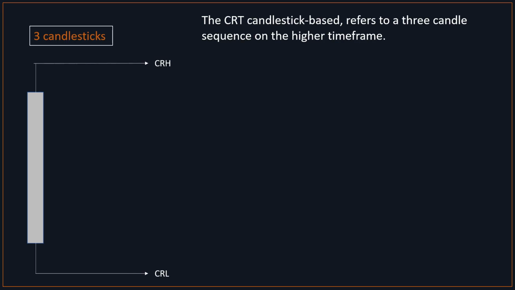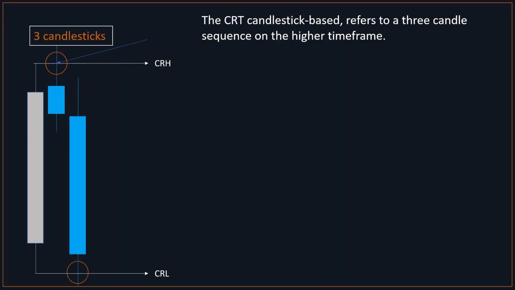In a bearish scenario, the candlestick-based CRT typically involves a sequence of three candles on a higher time frame. Here's how it plays out. The first candle establishes a range with its high and low. The second candle then takes out liquidity by sweeping the high of the first candle with a wick. The third candle breaks out of this range, often signaling a bearish movement.